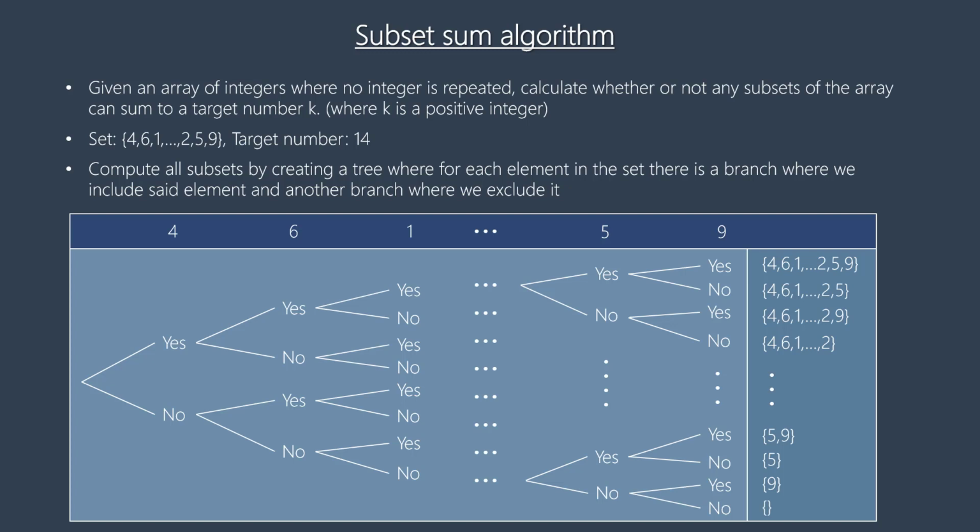Now all we have to do is for each subset, check if the sum of all numbers in the subset equals our target number. If it does, return true. If it doesn't, keep searching until there are no more subsets left to verify.